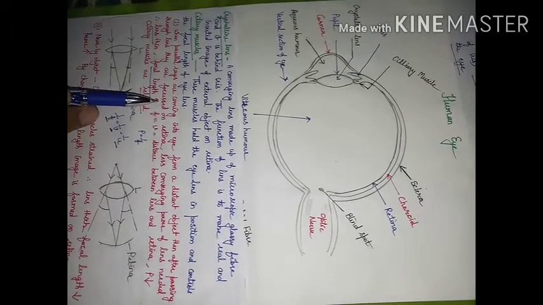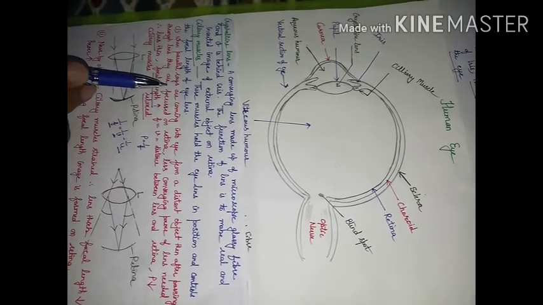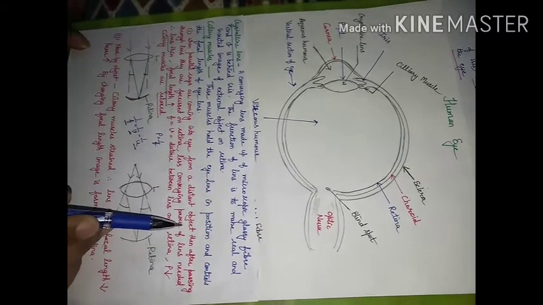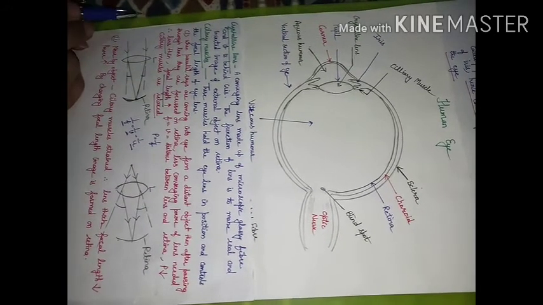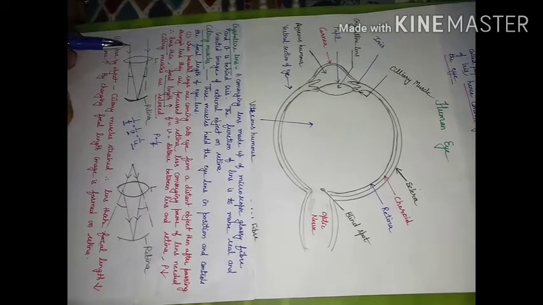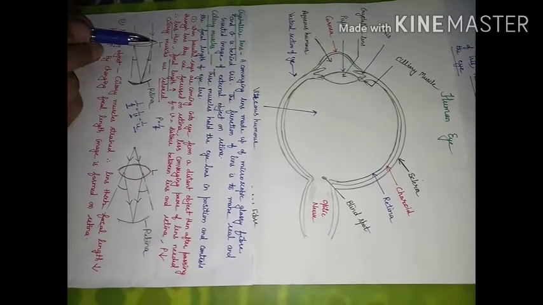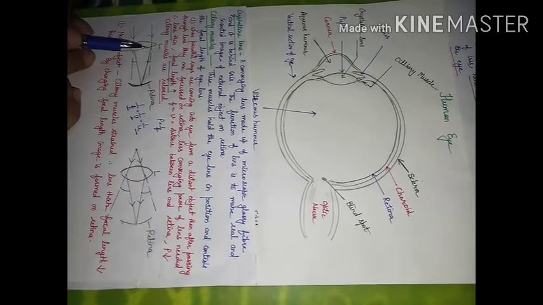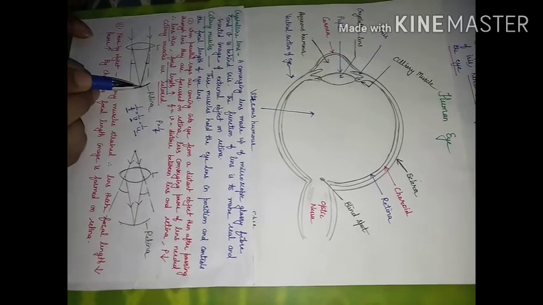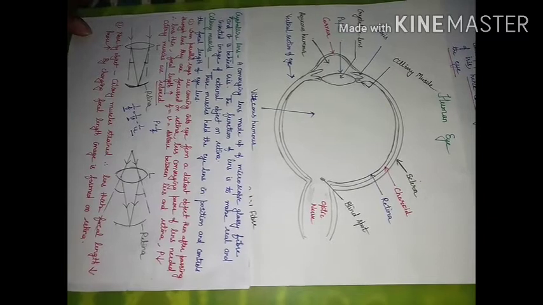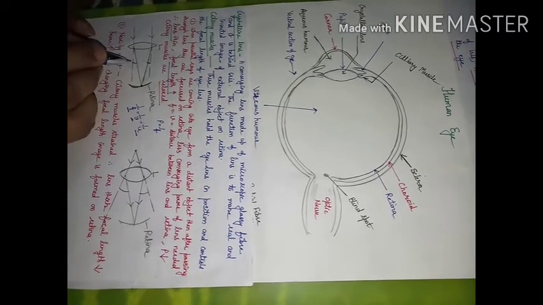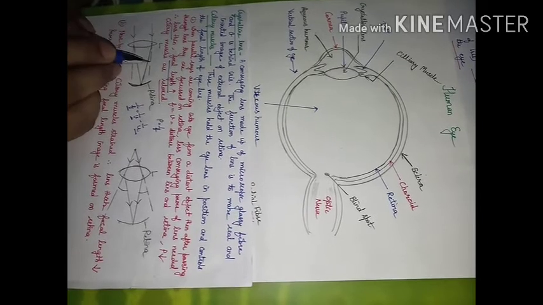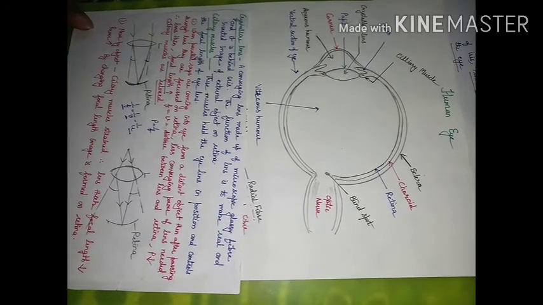So let us consider first this case when you are going to focus on an object that is at a large distance. From distant object, the rays of light which are coming are parallel. When they are passing through this crystalline lens, then they will converge and they will form image at retina. See, by this angle, now this lens is supposed to change the path of rays of light.